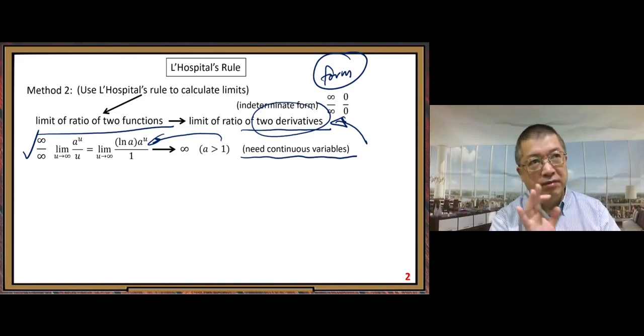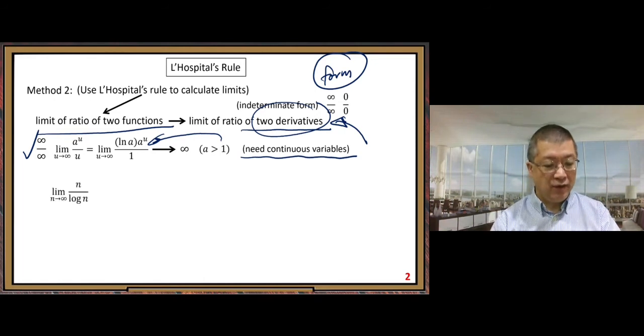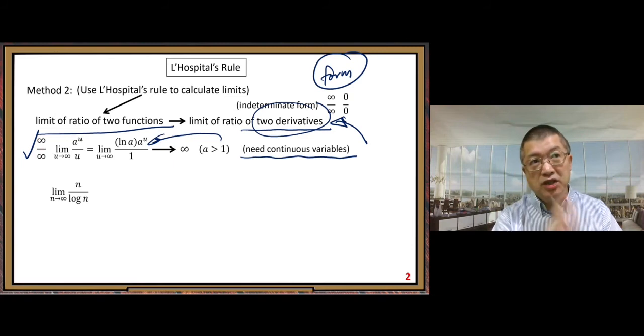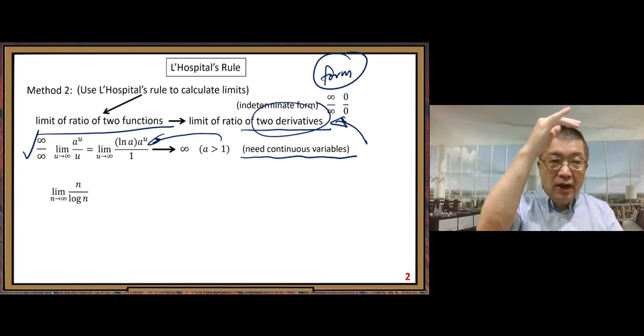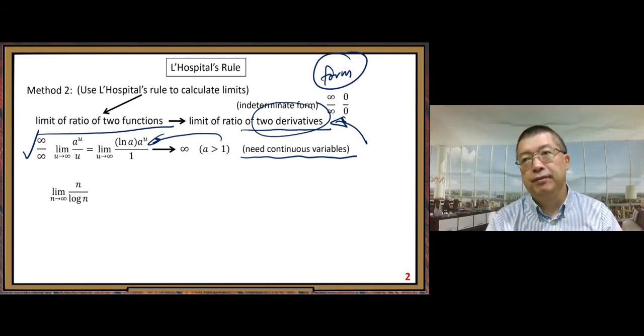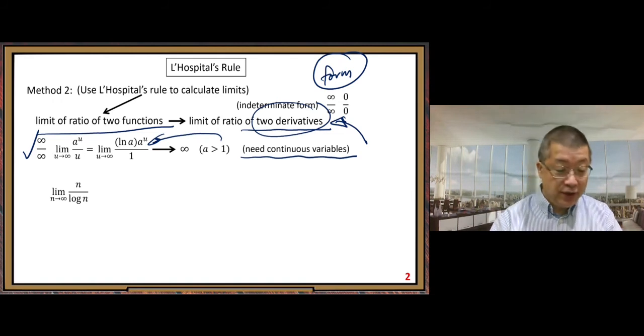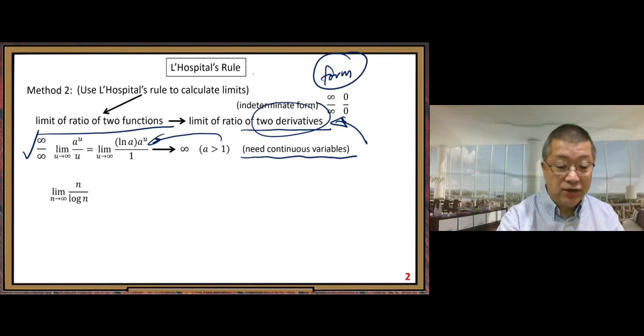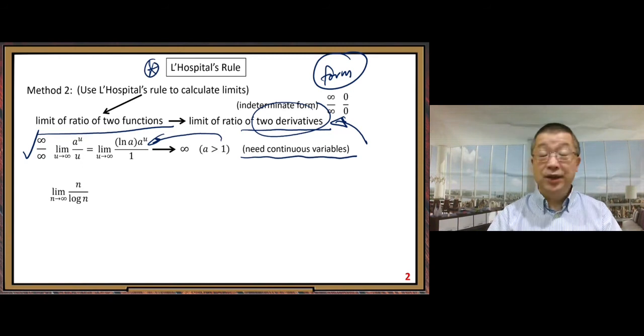Here, let me use a related example. Here, we do not do substitution. Let's just calculate the limit of n over log n directly. Yeah, we can do it. The reason is simple: we can use L'Hopital's rule to calculate that limit directly. So we do not need to do substitution. So that is another way to find its limit.